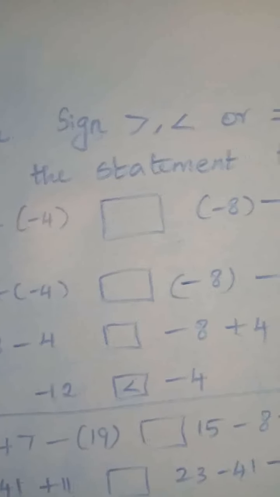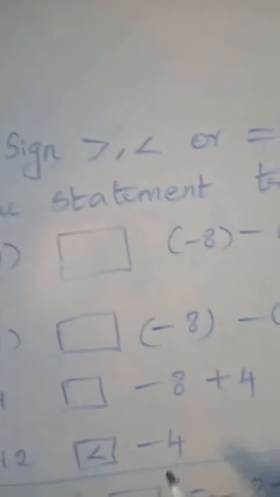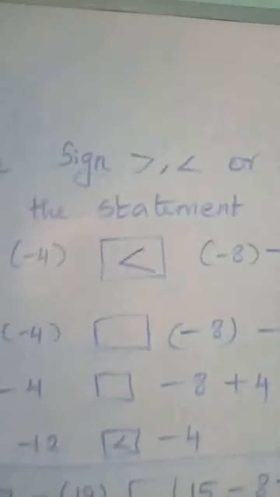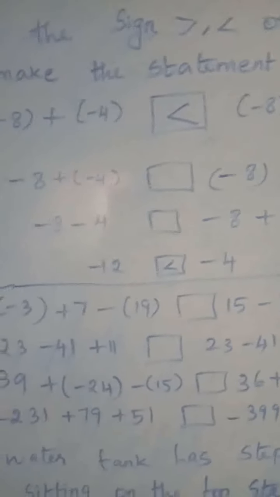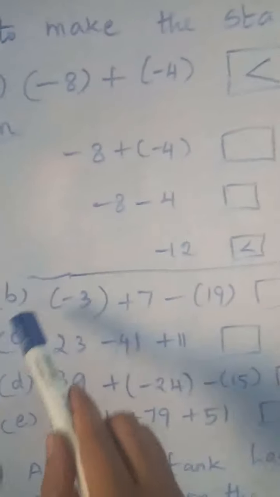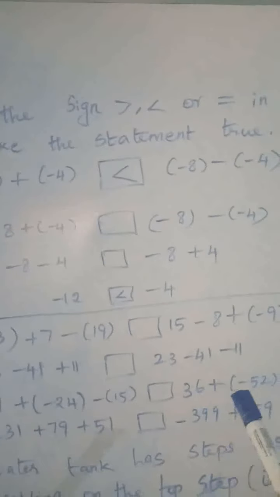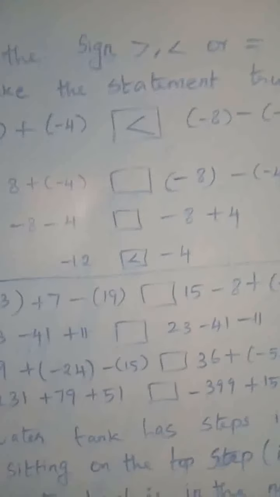Okay children, so this answer we got. So this is greater. Understand children? So that is greater. So like that the questions are there, B, C, D, E. These questions are homework, children. You can solve them and you can use the proper sign in the box. Understand children? Okay, next, 10th question.